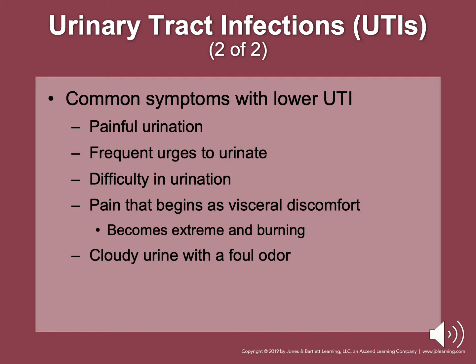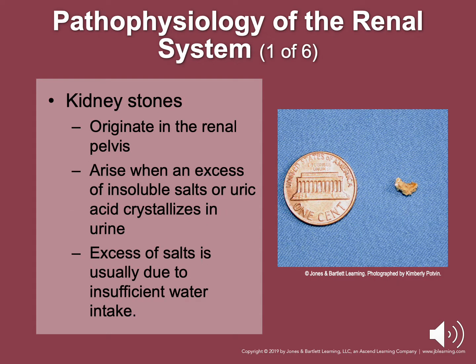Kidney stones originate in the renal pelvis and result from an excess of insoluble salts or uric acid that crystallizes in the urine. Calcium stones are the most common, occur more frequently in men, and may have hereditary components. They also occur in patients with metabolic disorders such as gout or hormonal disorders.